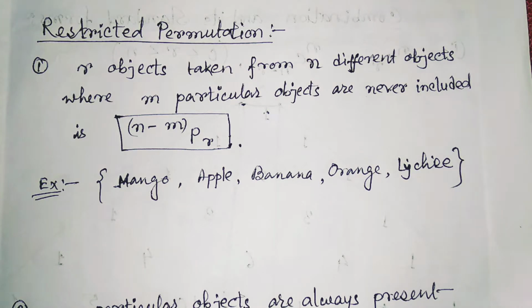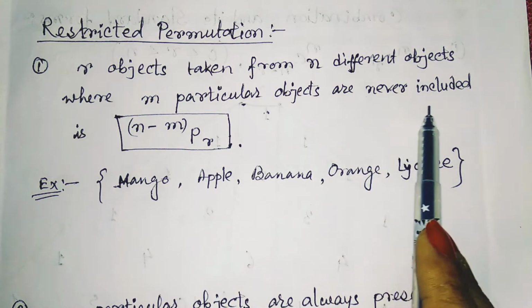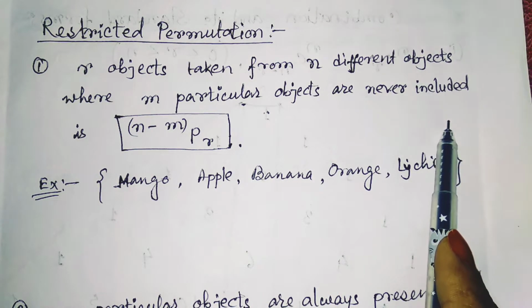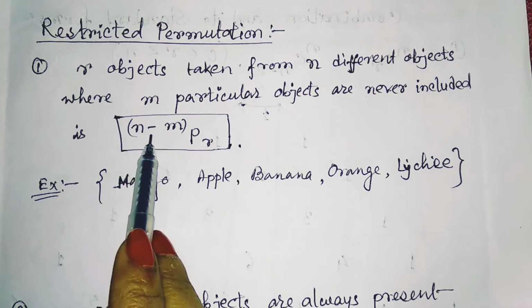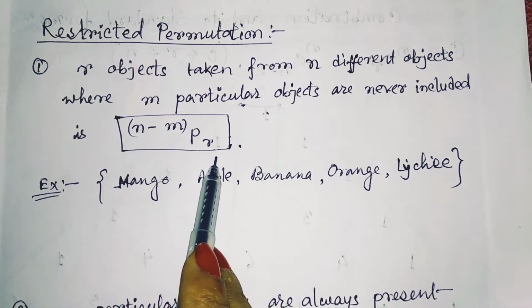So suppose r number of objects are to be taken from a total of n different objects given. Among these r objects, m particular objects are never included. If it is so, then the formula is (n minus m)Pr.